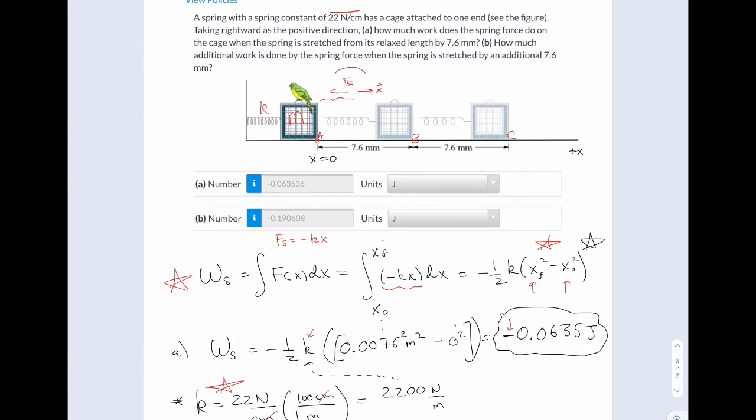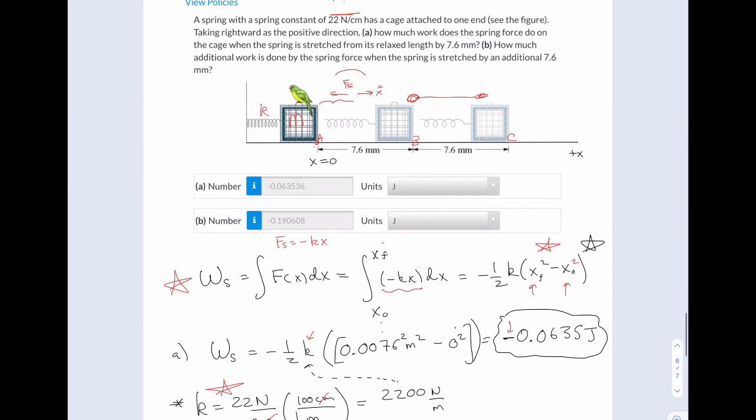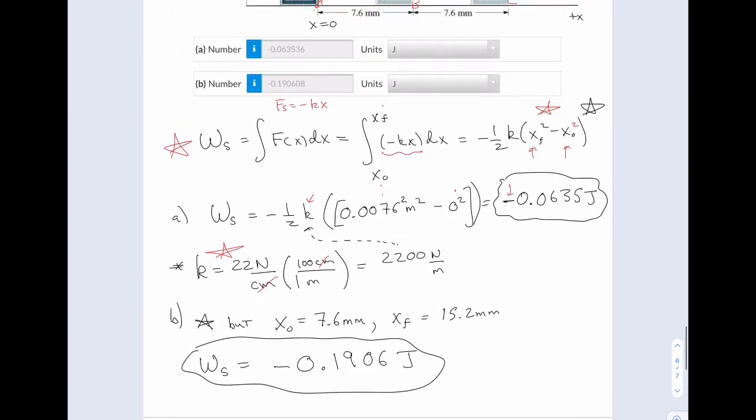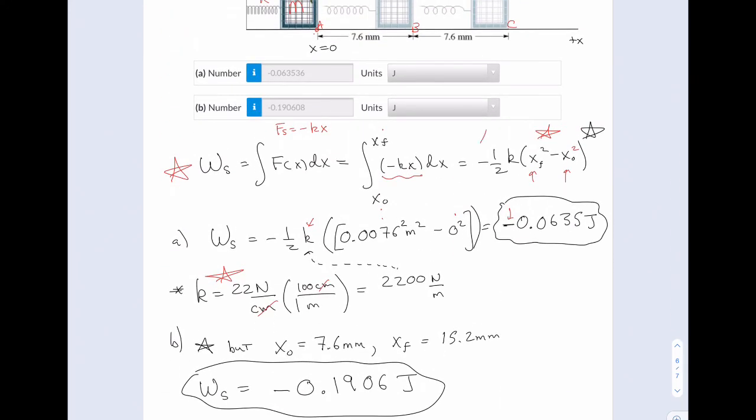Part B, now I'm going from B to C. Again the work's going to be negative because the spring force points backwards and I'm moving in that direction. I'm using this expression here, integrating the spring force, and my final coordinate is 2 times that, because it says it's stretched an additional 7.6 millimeters. So my final x is 15.2, initial x is 7.6, that goes up in there, and sure enough, the work done is negative.